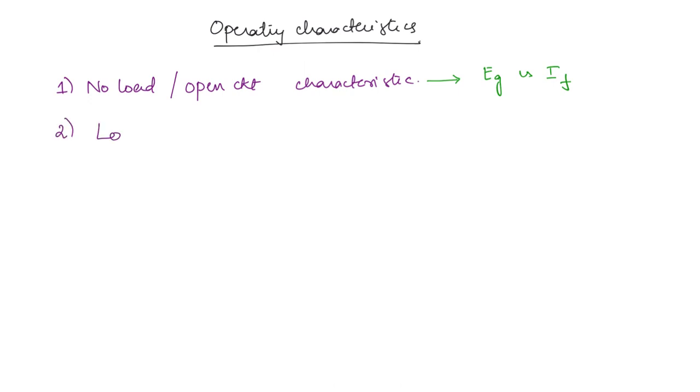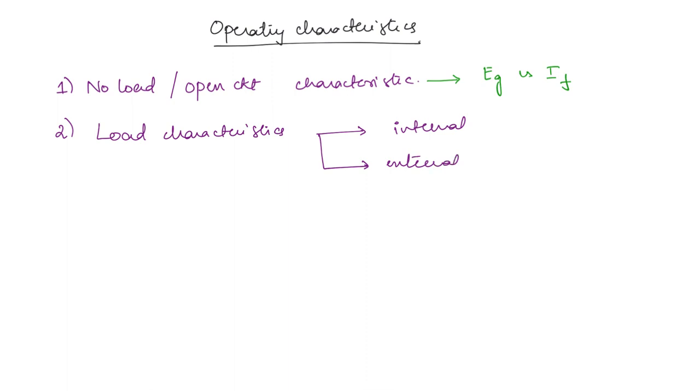The first one is the no load, or you can also call it the open circuit characteristics. So we have discussed this for a self-excited generator, right? This is plotted between the internal generated voltage and the field current. So this resembles that of a BH curve, right? Now the next characteristic is called the load characteristics. So here you are going to have again two characteristics. One is the internal characteristics and the other is the external characteristics.